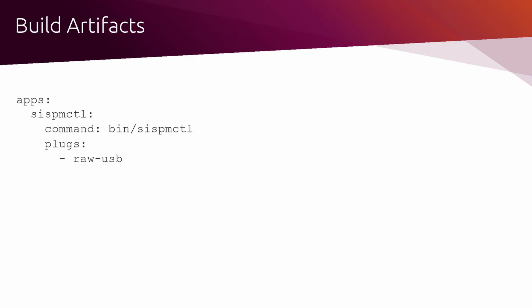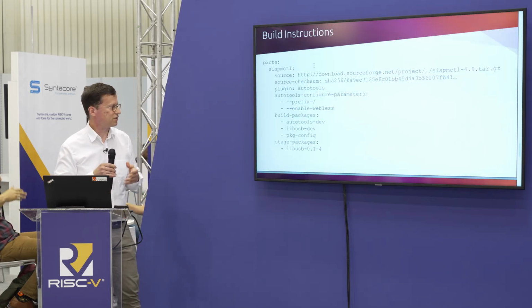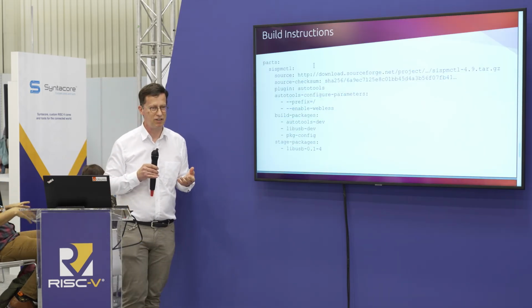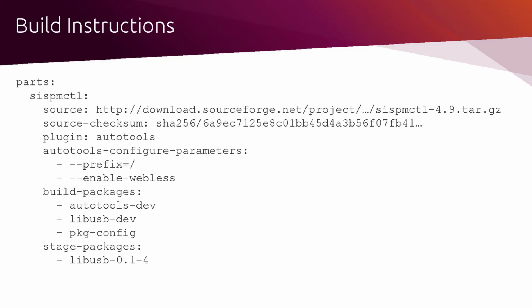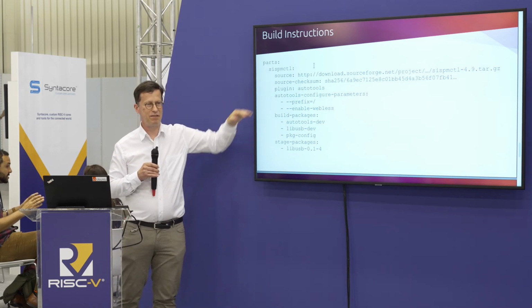Then you have to, of course, describe what you are building. So this says, okay, I want to build a simple command, and what does it need? It needs access to USB. And this is what the build instructions look like. On the top you see from where it is downloaded. A checksum is used to be really sure that you take the right source and nothing that you haven't tested before.